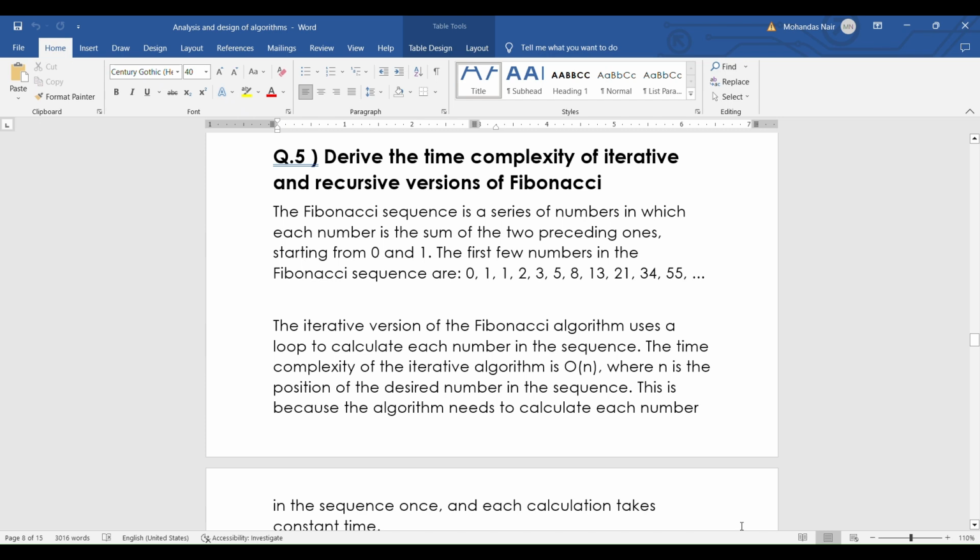This is the second part of the video containing solutions to end semester examination. The subject is analysis and design of algorithm. Let's begin.